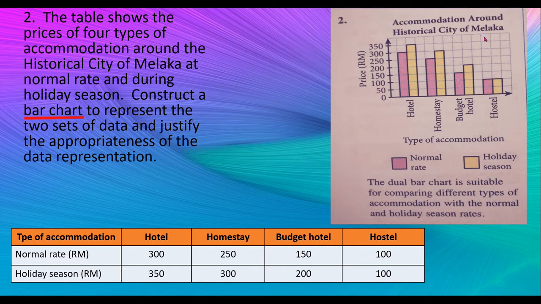So same thing, we check one by one. Firstly, please have your title. Next we look at the vertical axis. The vertical axis is about the rate or the price, money. So we look at the scale. The smallest number is 100. The largest number is 350. So they are choosing each box to represent 50. So 50, 100, 150 and so on. Okay. And the horizontal axis is the category. We have 4: hotel, homestay, budget hotel, and also the hostel.